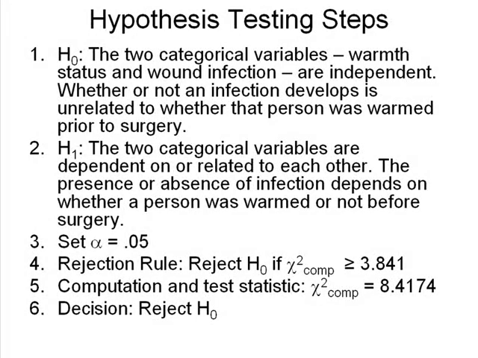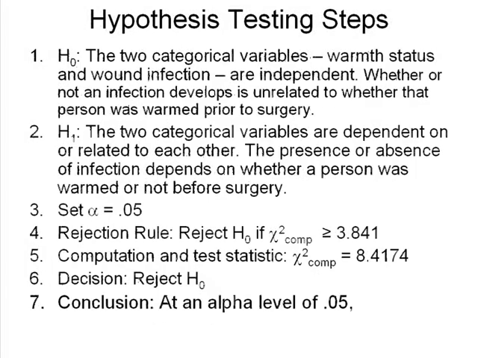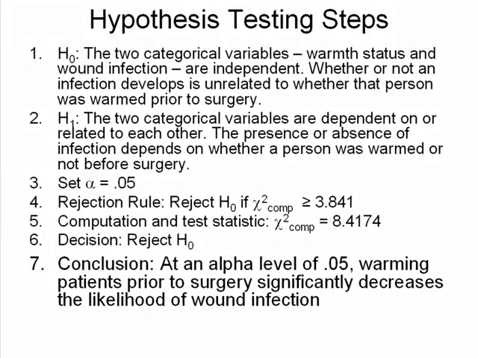This leads us to our conclusion, our 3-part conclusion. And whether or not we reject it, step 7 always starts the same way. It says conclusion at an alpha level of 0.05, comma. Now comes our statement, and here it was significant. So we'll say at an alpha level of 0.05, warming patients prior to surgery significantly decreases the likelihood of wound infection. That's pretty interesting. So now we just add our statistical string.